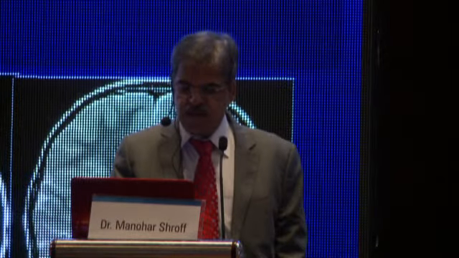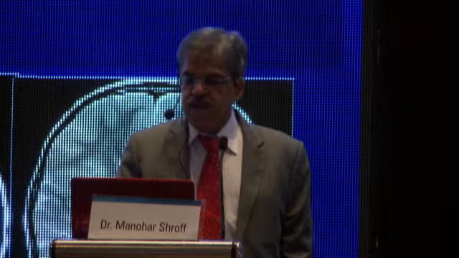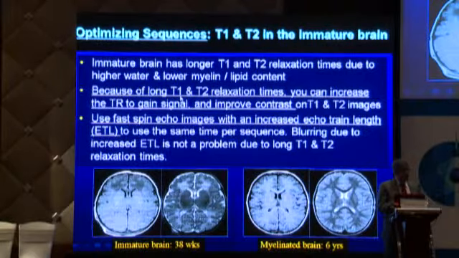And the only myelination that occurs in the cerebrum at the term age, that is 36 weeks and beyond, is a posterior limb of the internal capsule which is myelinated and seen as a bright stripe on T1 images. So, because there's a lot of water in the brain, the T1 and T2 relaxation times are very long. You can actually use this to your advantage.